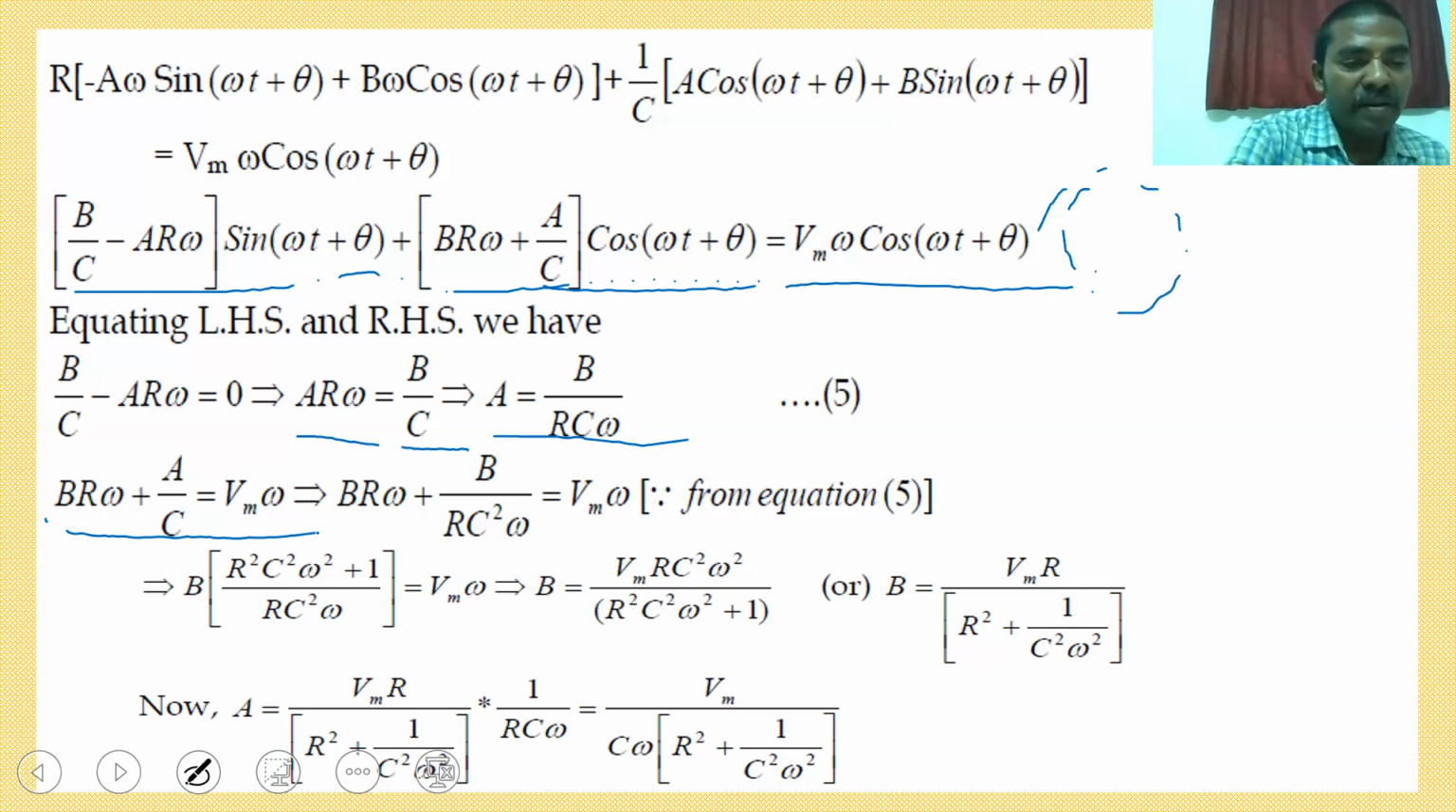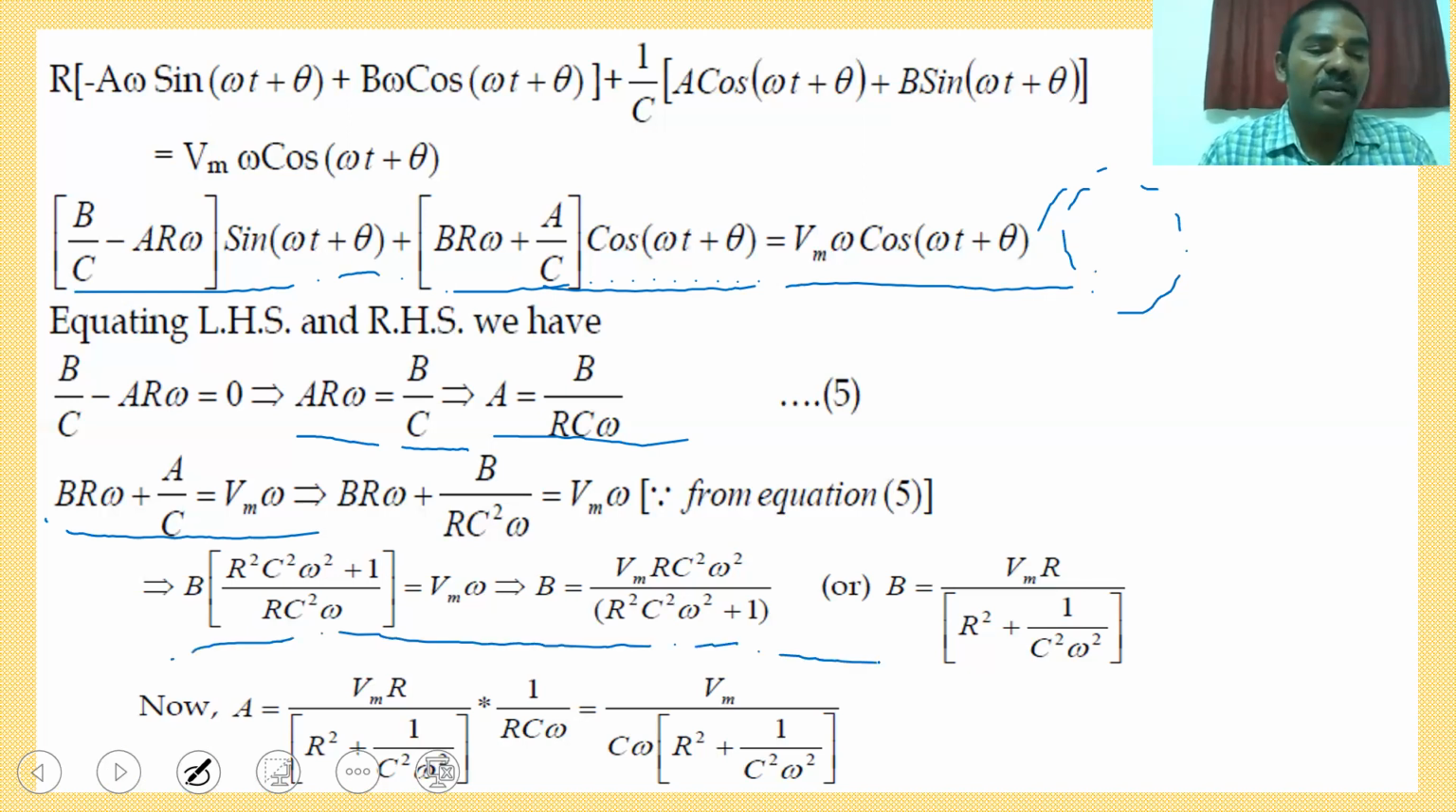Okay, so then B into R square C square omega square plus 1 divided by RC square omega is equal to Vm omega. So that implies B is equal to Vm R C square omega square divided by R square C square omega square plus 1, or B is equal to, after simplification by cancellation and taking equal parts, Vm R by R square plus 1 by C square omega square.